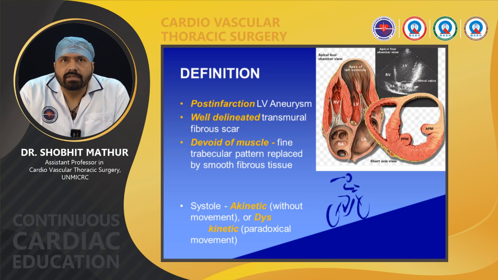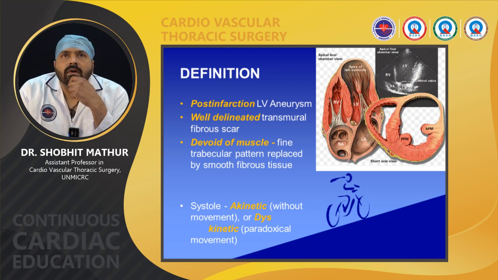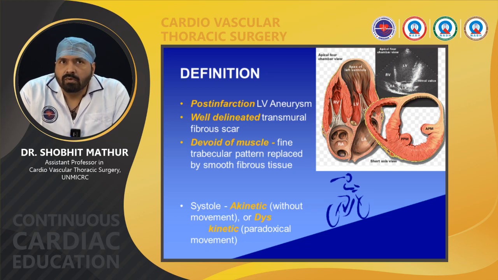Now, starting with the definition. So, what is an aneurysm? We all know, but what is an LV aneurysm? Specifically, in this presentation, we will be discussing post-infarction LV aneurysms. The aneurysms that develop after an attack of MI, post-infarctional, are well delineated transmural fibrous scars. Please remember that every word is important here. Post-infarction, well delineated means well demarcated, transmural, that is full thickness, and it's a fibrous scar.